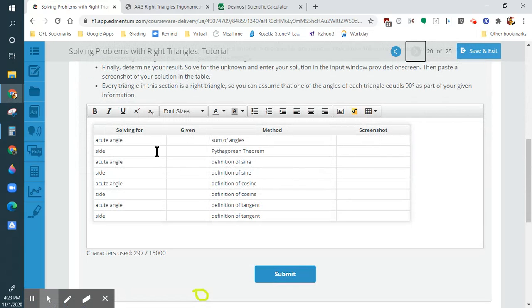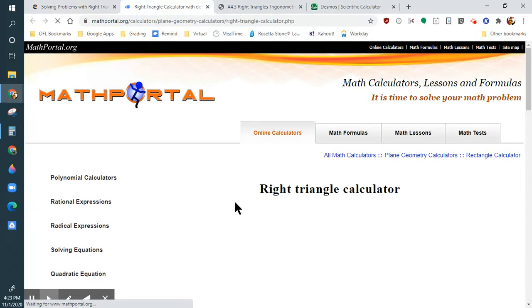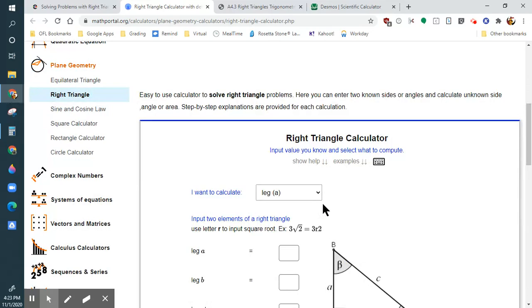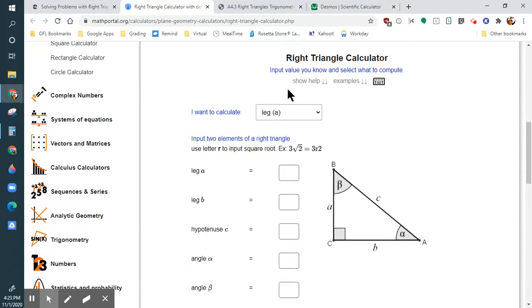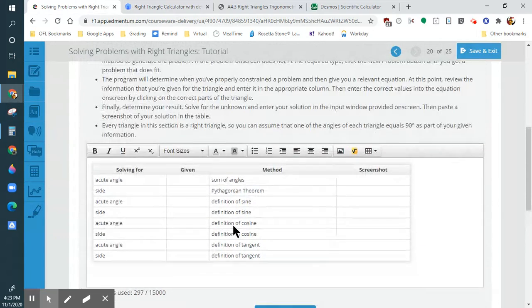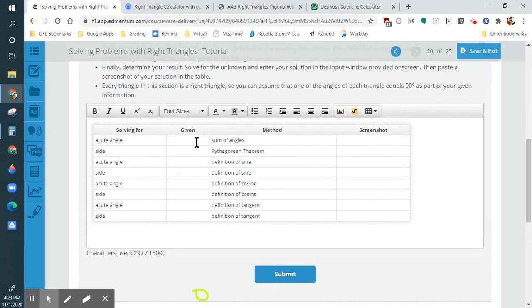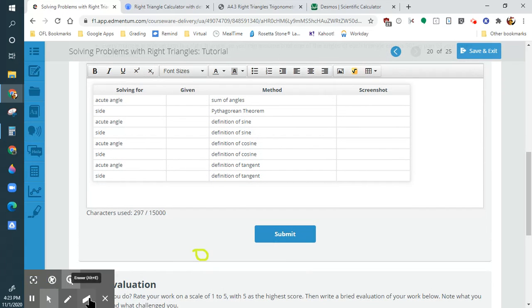Oof, gosh. This one I think is very interesting. So I'm going to go into the right triangle solver. I'm not the biggest fan of this thing. So let's see what we have here. We're going to generate a new problem using this program. It will determine whether we properly constructed a problem. So we're going to solve for an acute angle using the sum of angles.